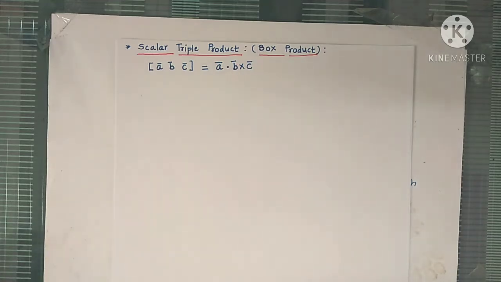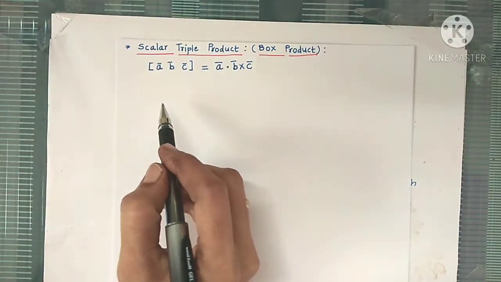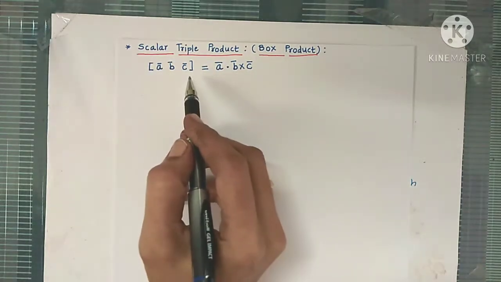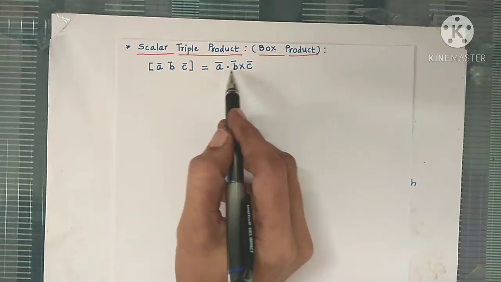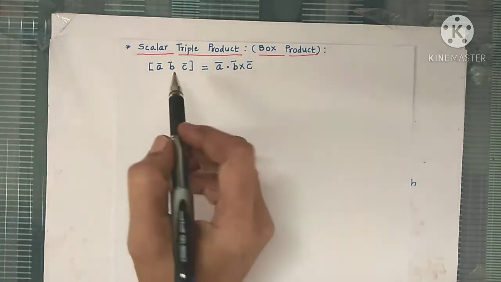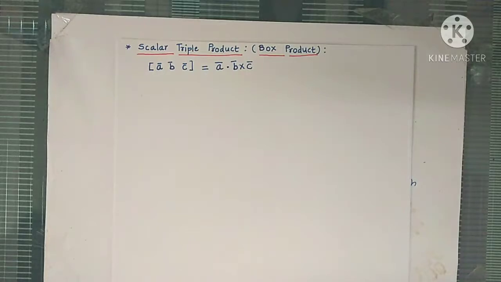So let's see what is scalar triple product. We have three vectors a bar, b bar, c bar, and their scalar triple product is defined as box product a bar, b bar, c bar, or scalar triple product a bar, b bar, c bar equal to a bar dot b bar cross c bar. So this is the definition, and the notation used here is box product. That's why the other name for scalar triple product is box product.